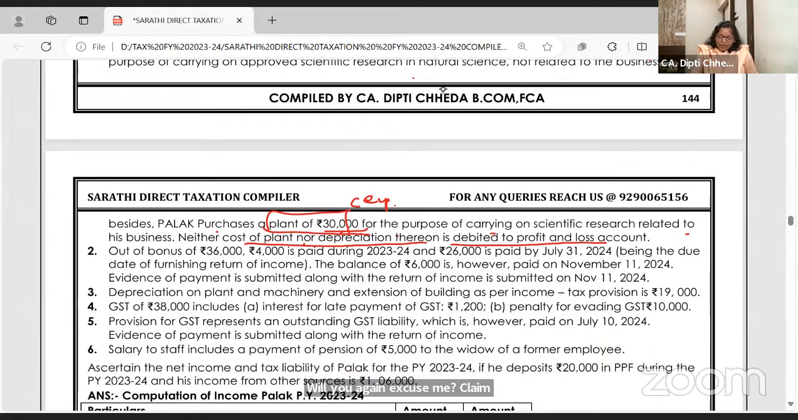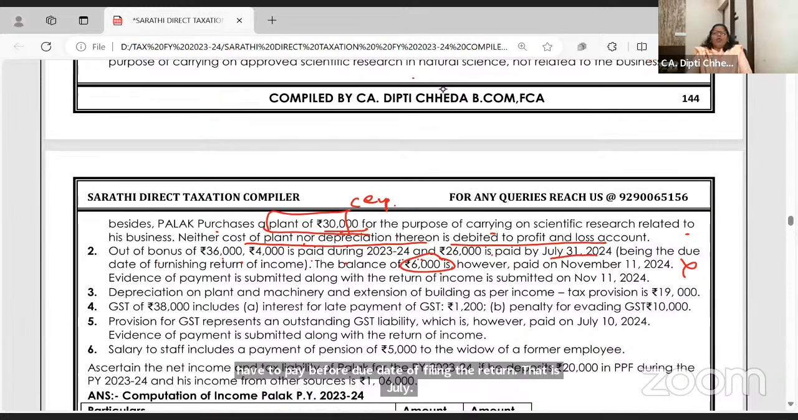No. Out of bonus 36, 4,000 is paid in 23-24. 26 is paid in July. Balance 6,000 is paid in November. Gone. Employee related payment, income tax, interest on banks. If these payments, if you have missed out, you have to pay before due date of filing the return, that is July. If 6,000 is not paid, it will be disallowed. Who said this? 43B.